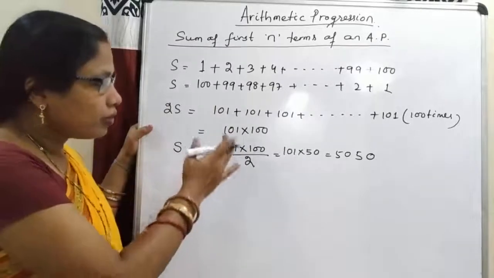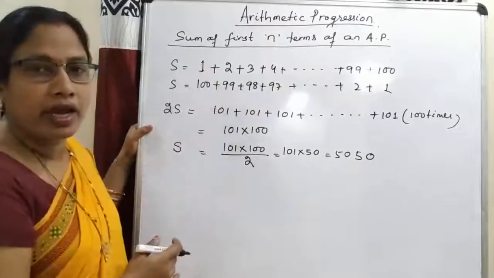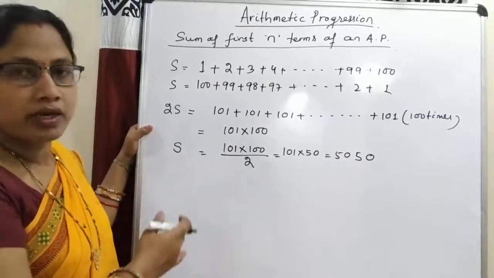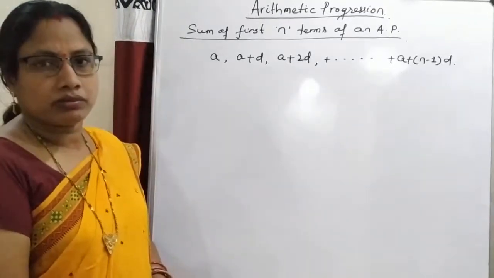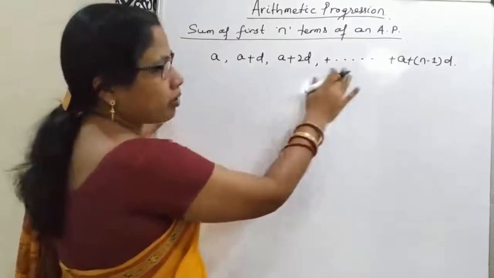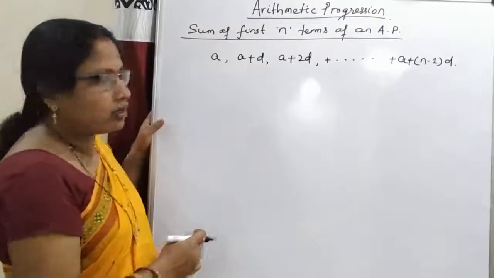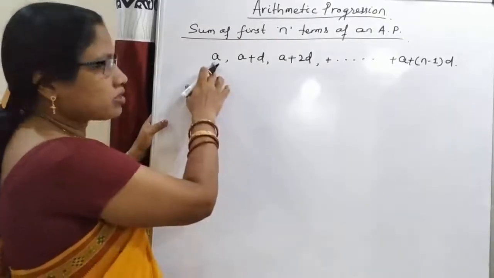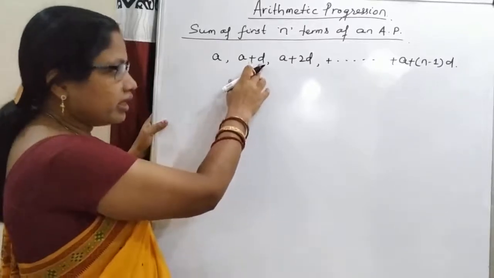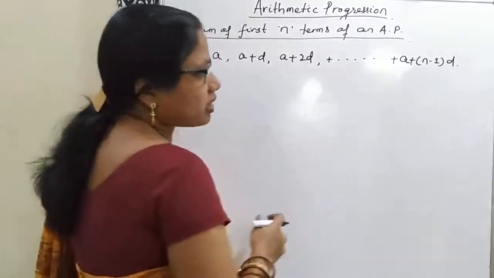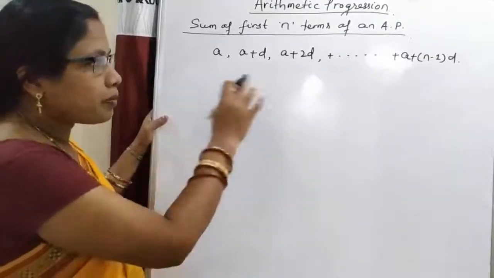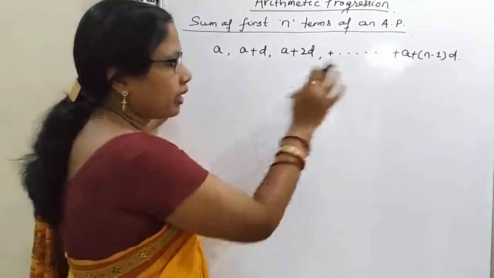This method we will use to find the sum of n terms of an AP. So let us find that formula. This is the general form of an AP up to n terms. Here the first term is a, the common difference is d, and the last term is a plus n minus 1 whole into d. So we have to find the sum of all n terms.